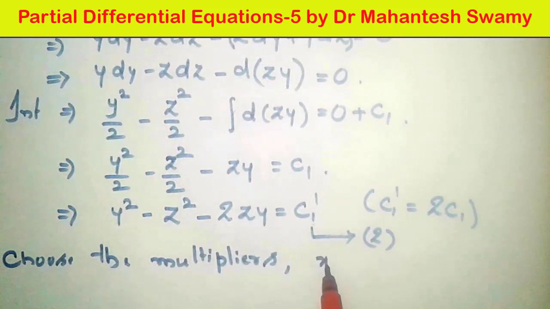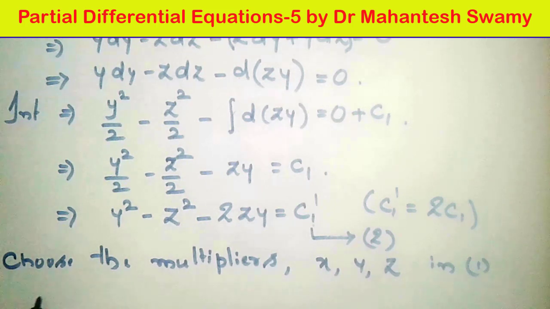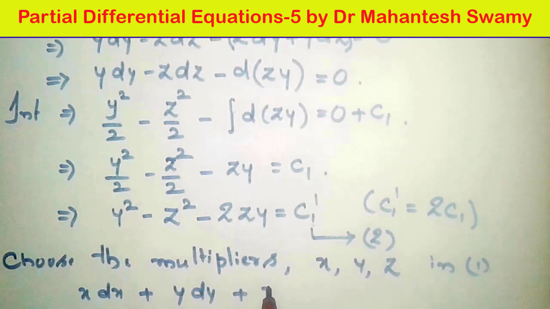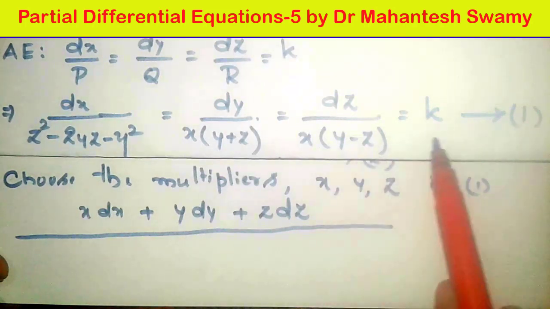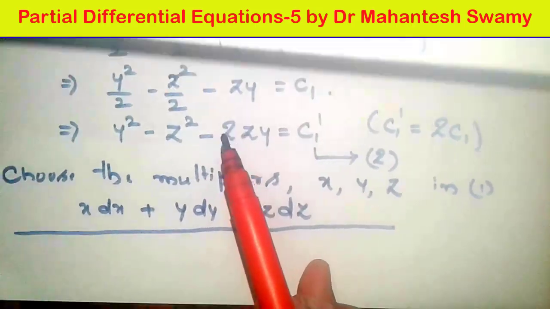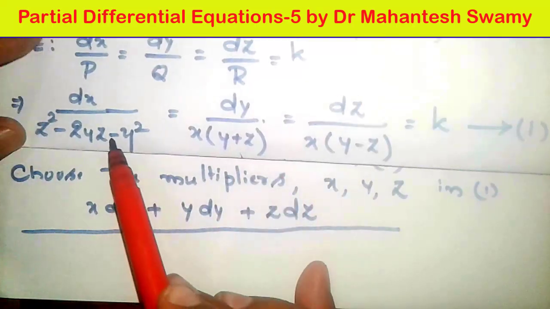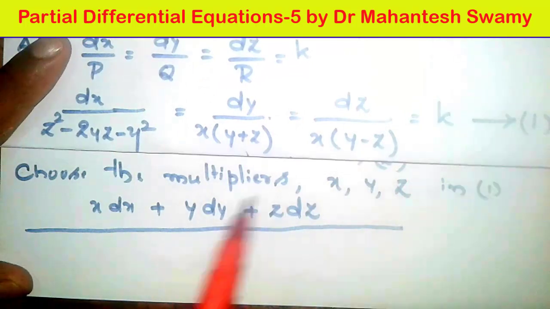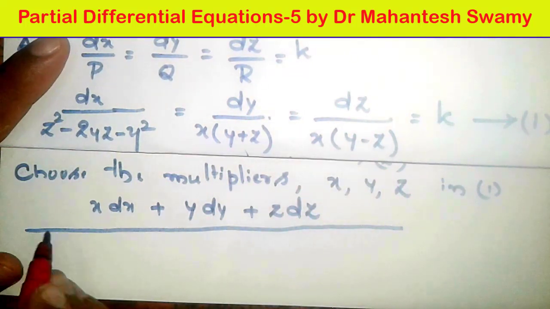So let us choose multipliers x, y, z in 1. We get, so in the numerator it is very easy to write. I will directly write x dx plus y dy plus z dz divided by, I will show you how the denominator is. So we are looking at this equation number 1 here. I have brought the equation number 1 here at this place.